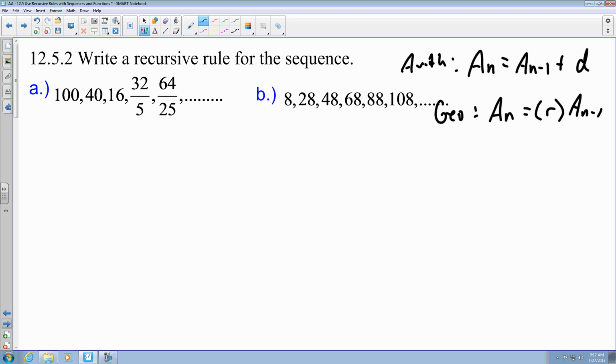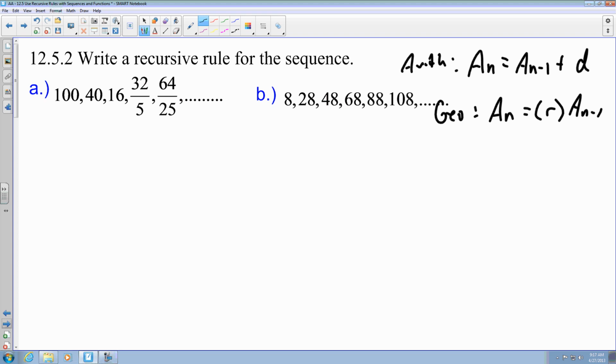Let's take a look at A. The sequence is 100, 40, 16, 32 fifths, 64 25ths. It doesn't look like it's going to be arithmetic. It doesn't look like you're going to have a common difference there. So let's see if it's going to be geometric. If I take 40 divided by 100, that gives me 0.4. 16 divided by 40 gives me 0.4. 32 fifths divided by 16, that's 0.4.